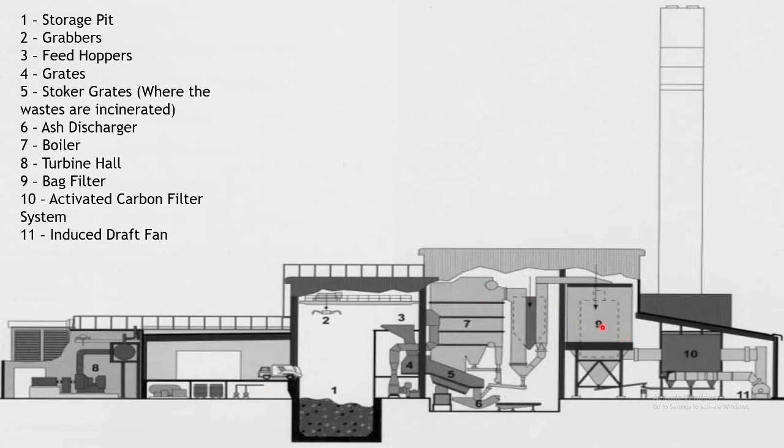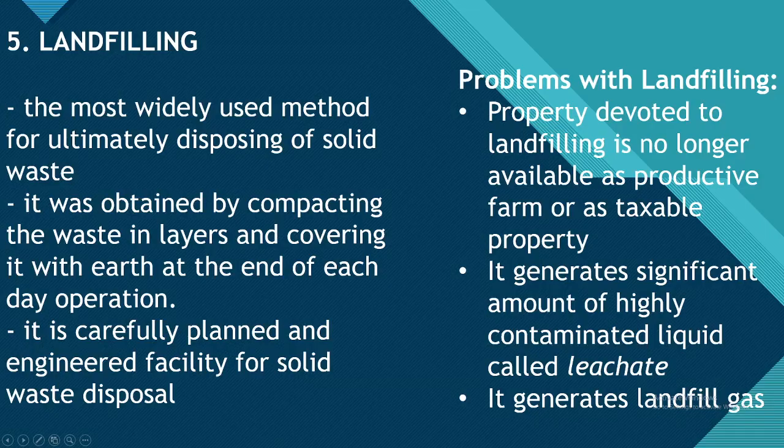Number 9 is the bag filter, where it collects the unwanted things in the garbage here. And 10 is the activated carbon filter. 11 is the induced draft fan. So that's about it. Let's move on.